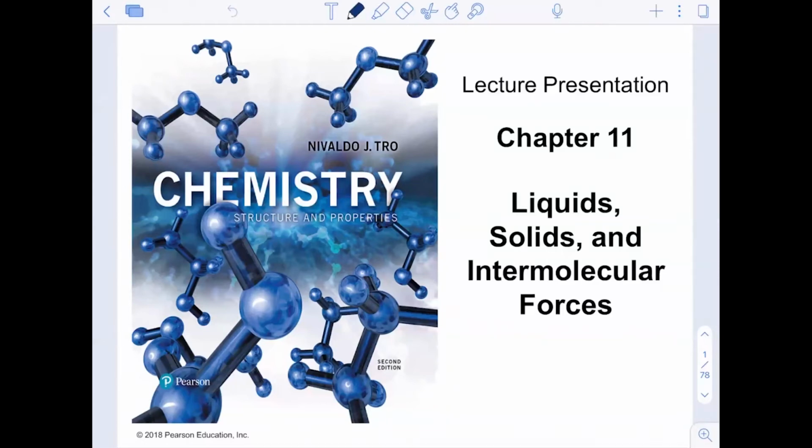Hey, everybody, and welcome to Chapter 11, Liquids, Solids, and Intermolecular Forces. Now, remember where this chapter goes in our textbook, just to remind ourselves where we have been and what the theme of our semester should be. This chapter comes right after Chapter 10, which we did last semester, which was on gases.